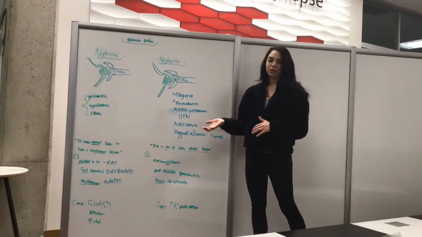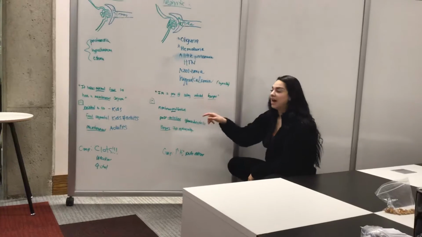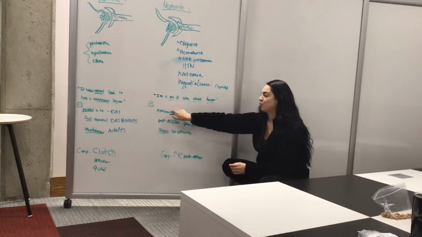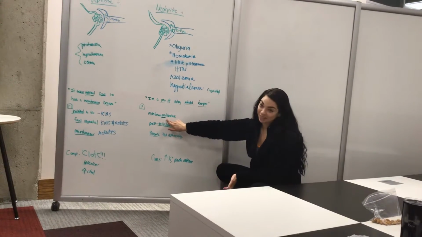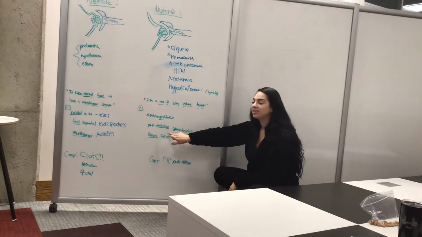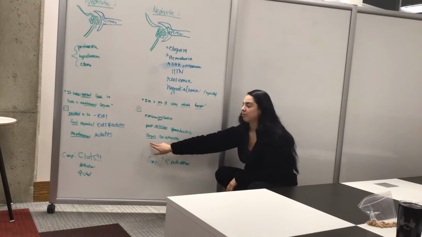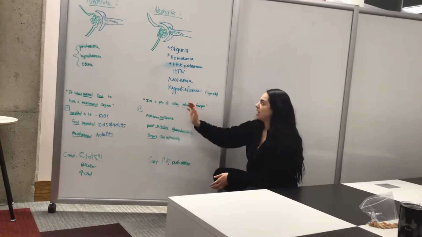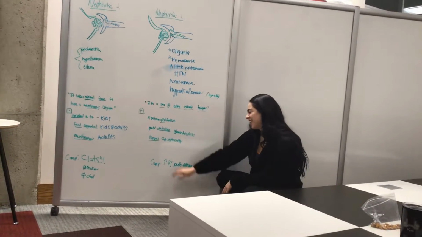A way to remember the primary causes of this is: I'm a pro at eating infected burgers. So pro goes with membranoproliferative disease, infected is post-infectious glomerulonephritis, and then burgers is IgA nephropathy. Again, I'm a pro at eating infected burgers.